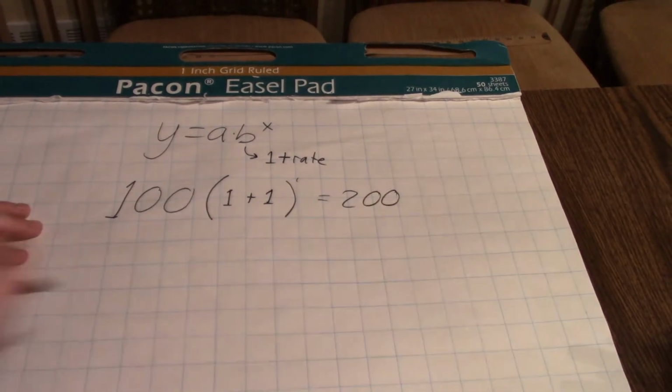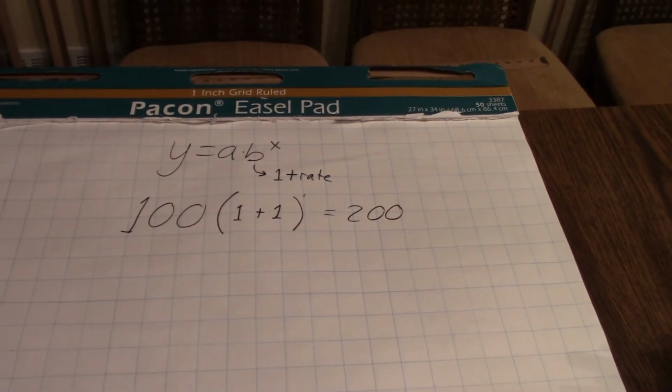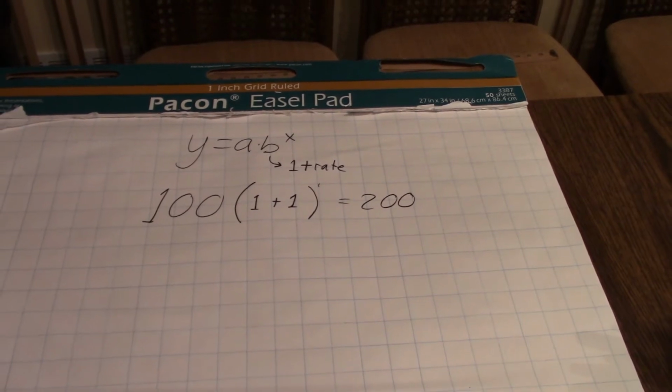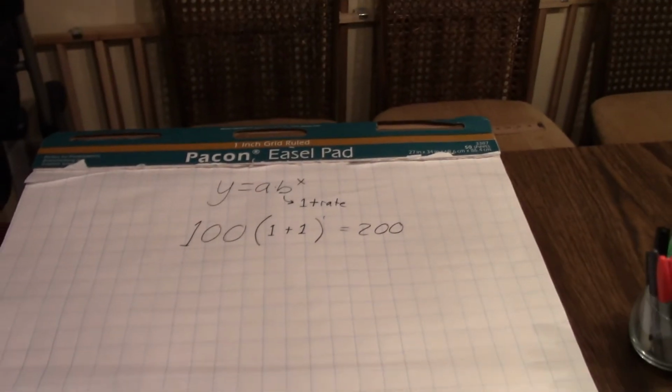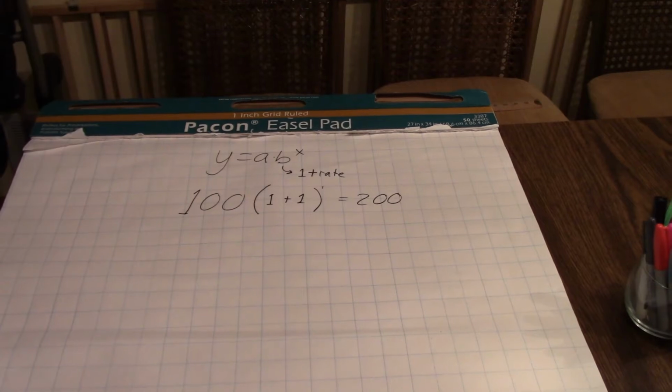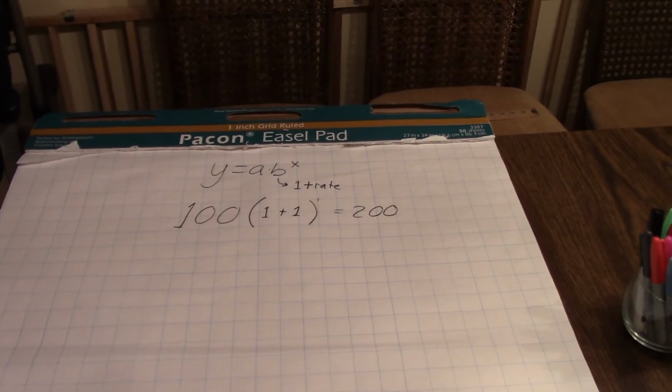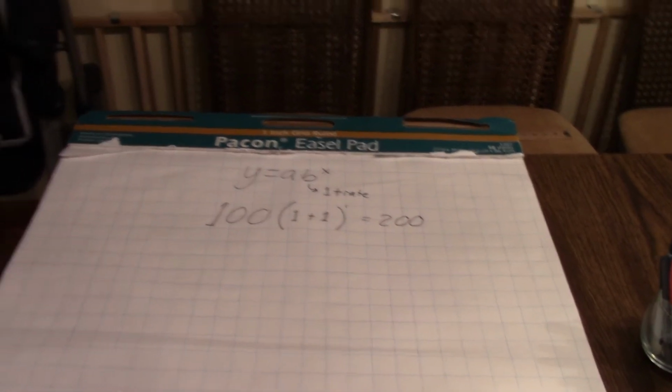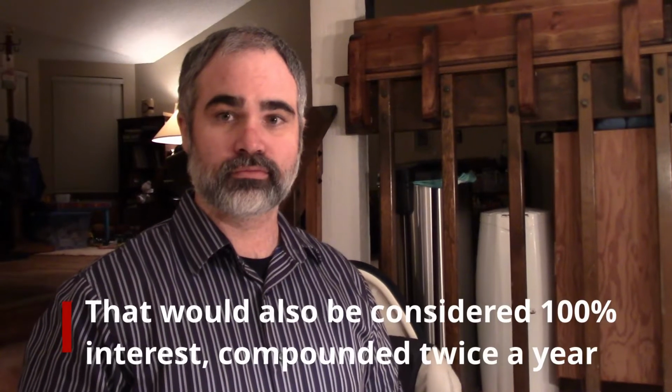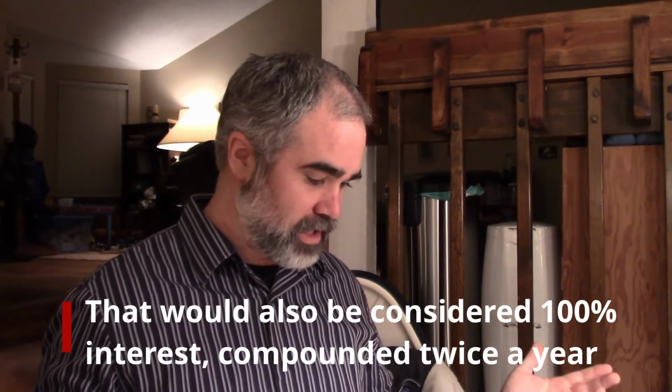Now let's imagine there's another bank that's competing for your money. And they said, tell you what, I know that bank over there is paying you 100% every year. But check this out. We're going to pay you 50%, but we're going to do it twice a year. The question is, which bank's going to give you more money? Probably the 50% twice a year, because it's compounded. Let's find out.